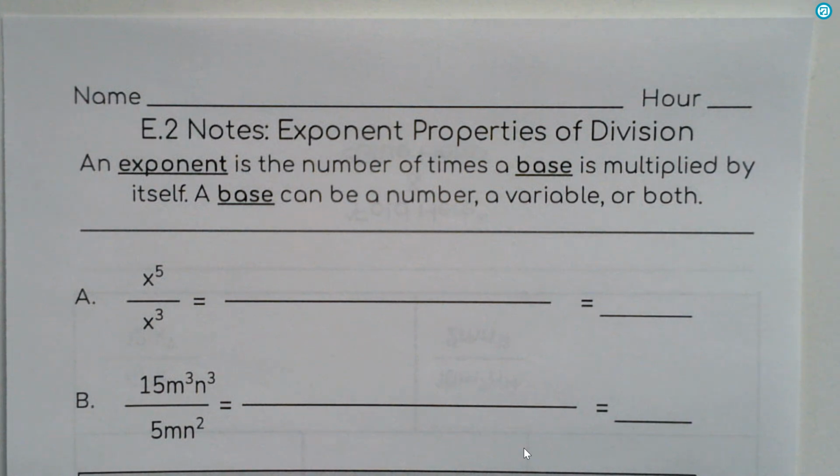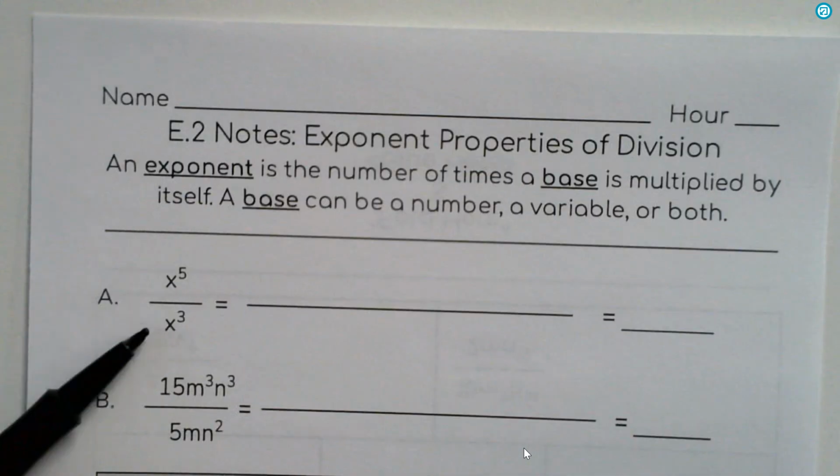Okay, so here at the top, we have a reminder again that an exponent is the number of times a base is multiplied by itself, and that a base can be a number, a variable, or both. We are learning 3 rules today. They are the quotient rule, the negative exponent rule, and the zero exponent rule. So we'll start with the quotient rule. Quotient rules have to do with division. So quotient is the answer to a division problem.